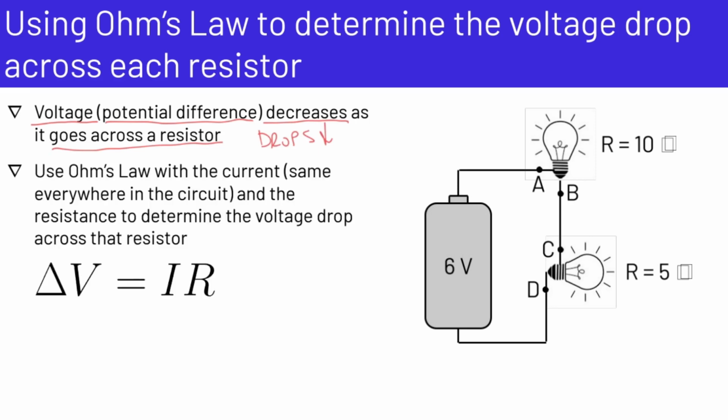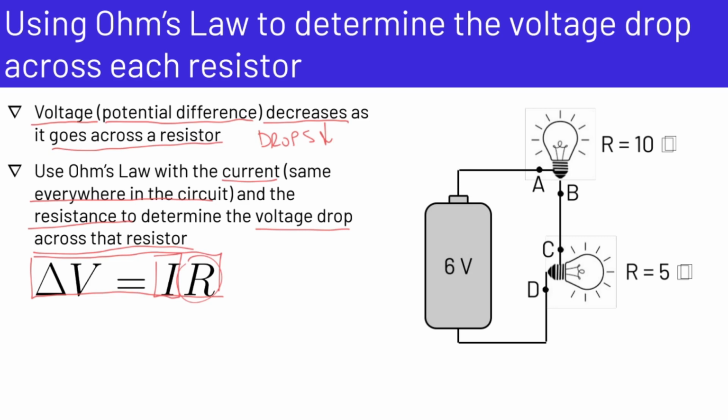So we use Ohm's law with the current, which is the same everywhere in the circuit, and each individual resistance, to determine the voltage drop across that resistor. We use the standard Ohm's law equation, delta V equals I times R, where I is the current and R is the resistance of that particular resistor.